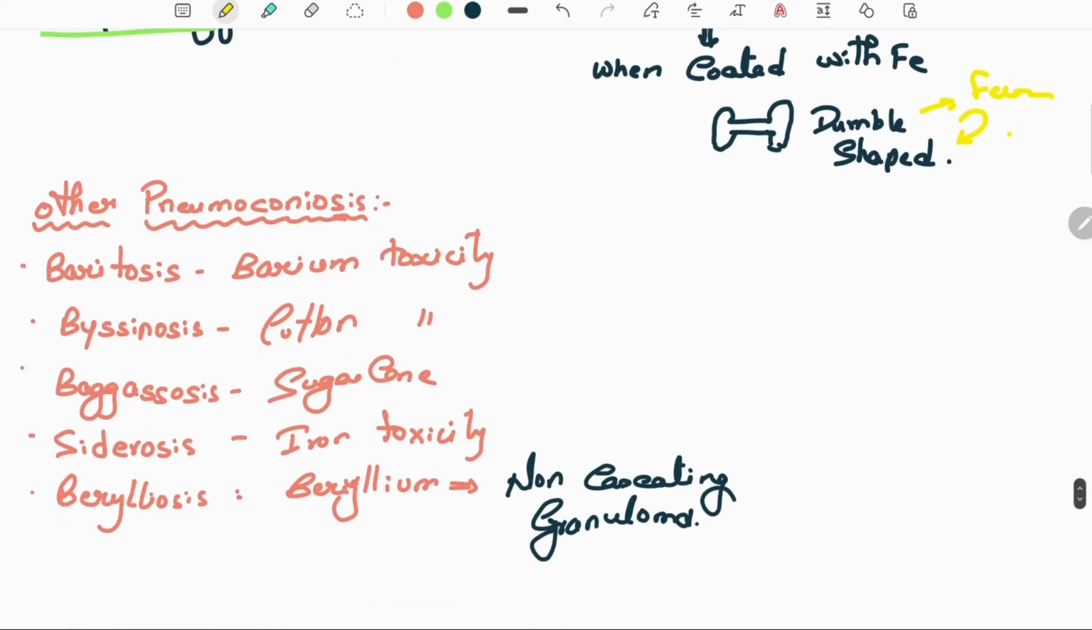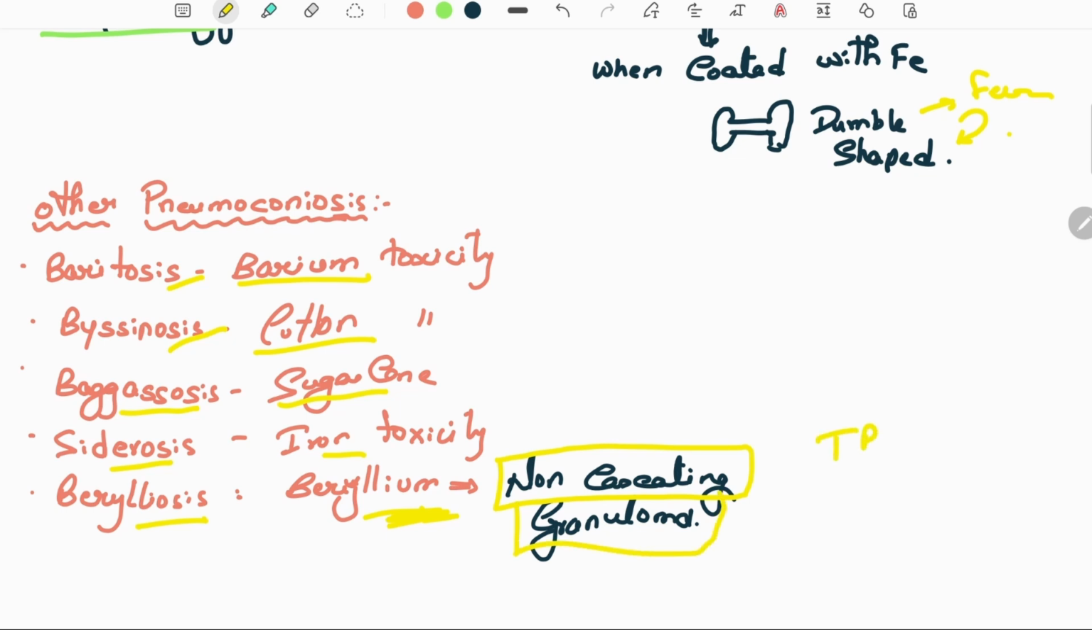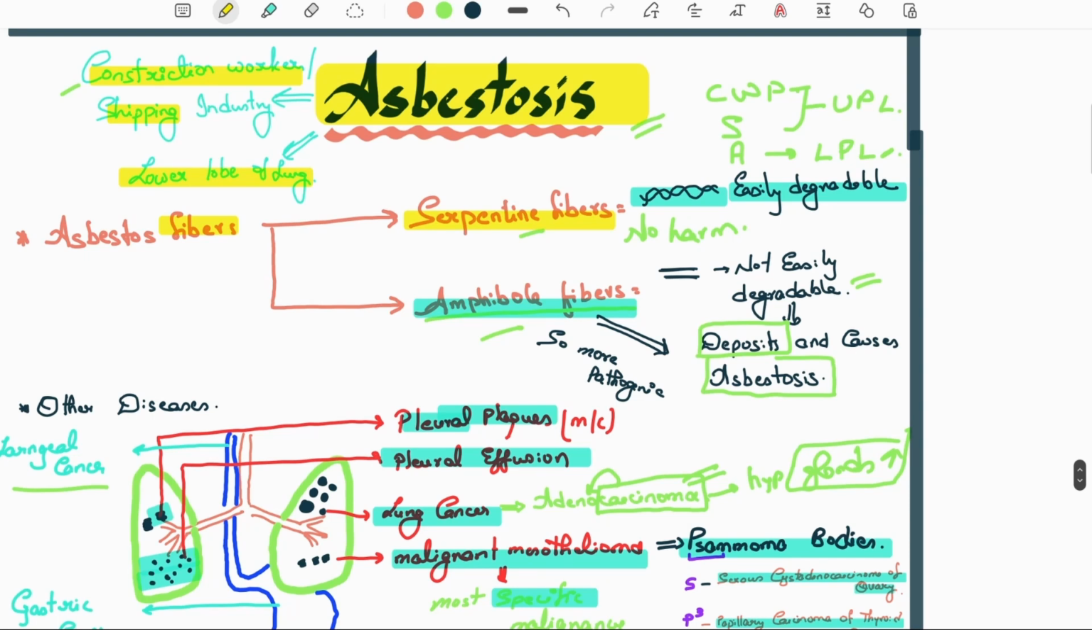And the other diseases of the pneumoconiosis are baritosis, which is the toxicity of barium, byssinosis, toxicity of cotton, bagassosis, toxicity of sugarcane, siderosis, iron toxicity, and berylliosis, beryllium toxicity. In this beryllium toxicity, we can observe non-caseating granuloma. In tuberculosis, we observe caseating granuloma. In berylliosis, you observe non-caseating granuloma. So this is all about asbestosis.